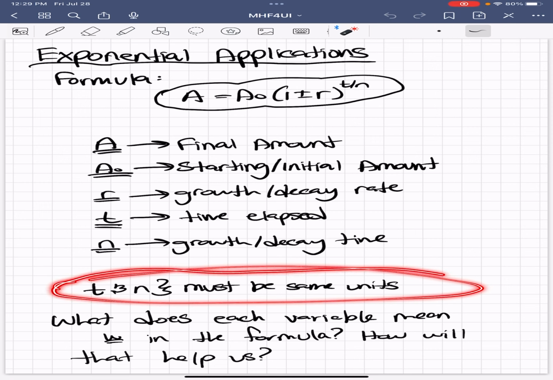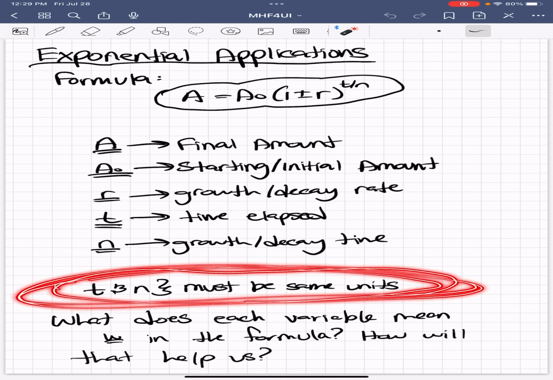T and N must be the same units. So if you're going to solve for T, then it's going to be in the same units that you input N.